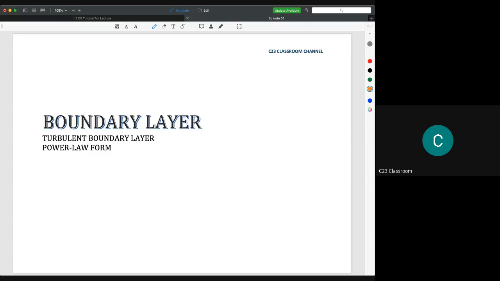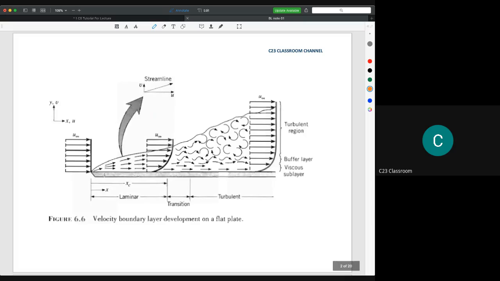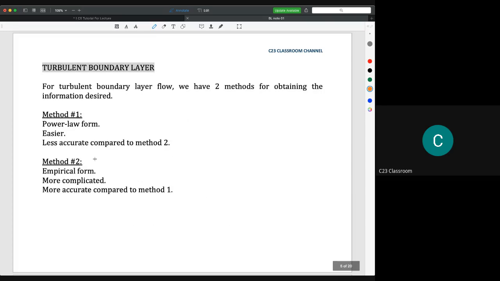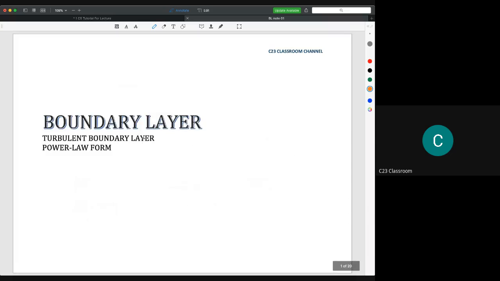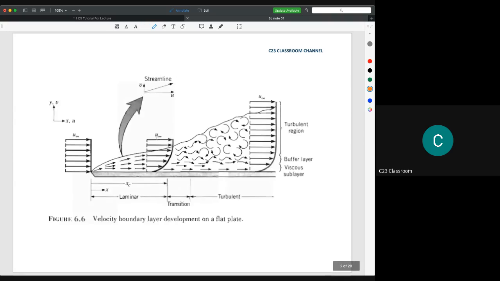So for the turbulent boundary layer, we have two common methods. So this is just the idea of the turbulent boundary layer.